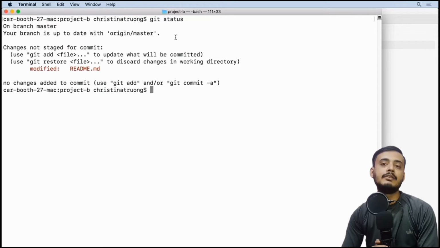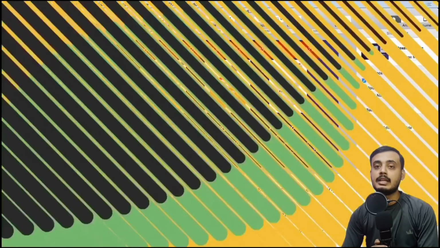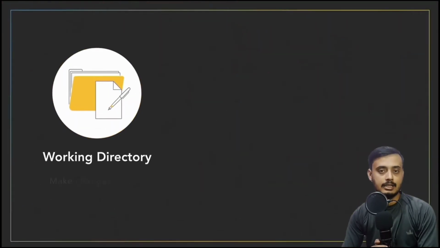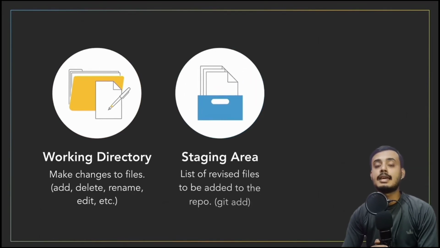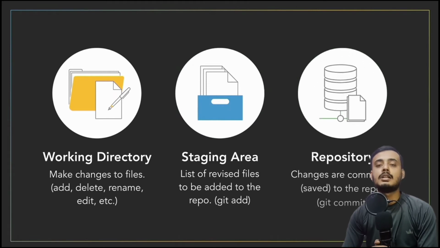Let's pause here and revisit the concept that we talked about earlier, the three areas within the repository. When making any type of change, modifying a file in a text editor, adding or deleting a file, or renaming it, this is happening in the working directory. The staging area collects the revisions that you want to save as a snapshot. Then they are committed to the repository and added to the version history.